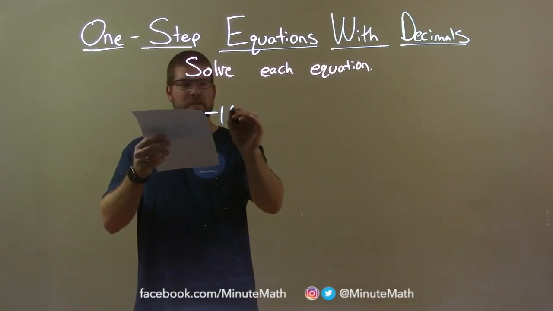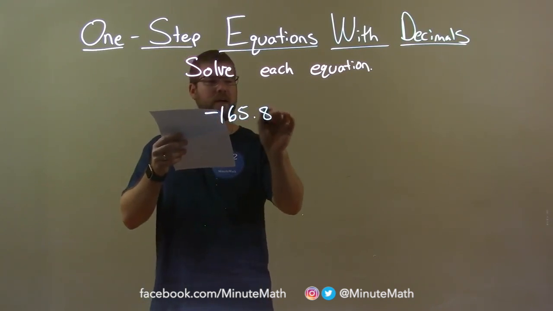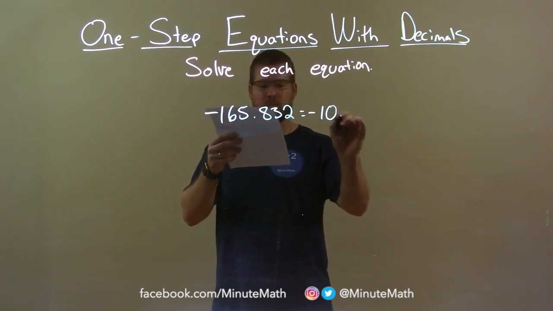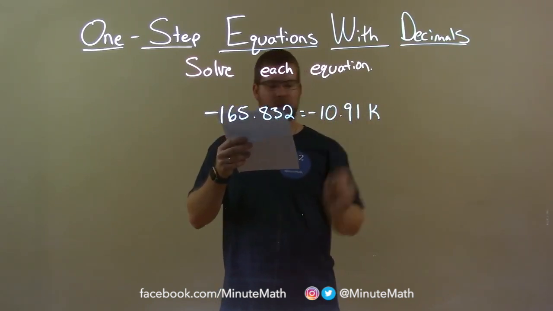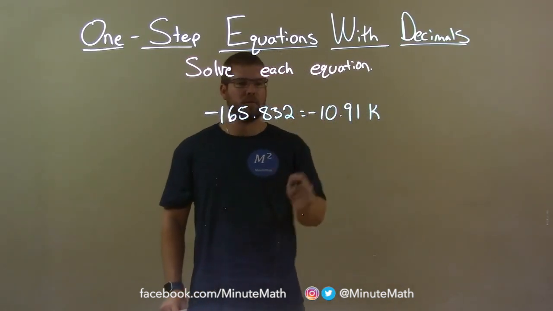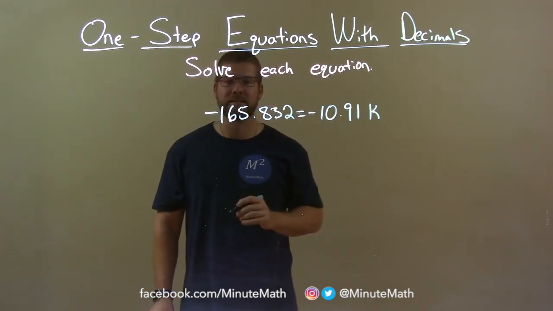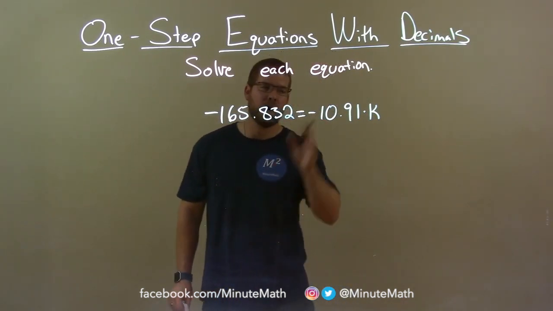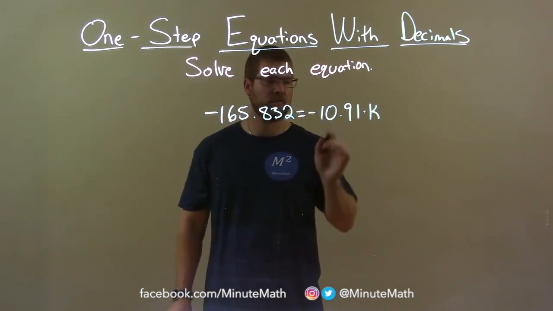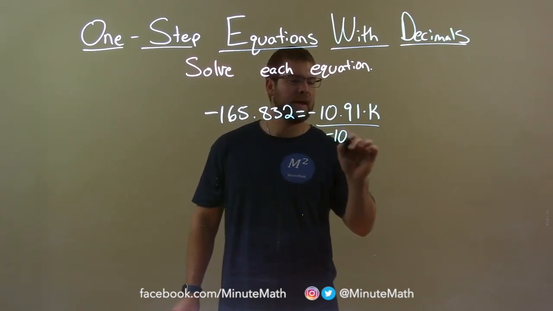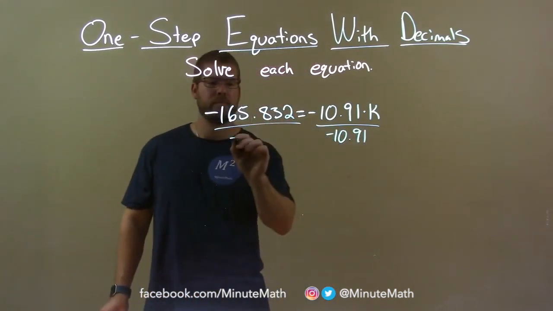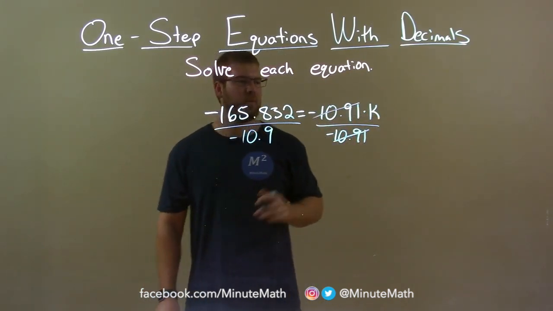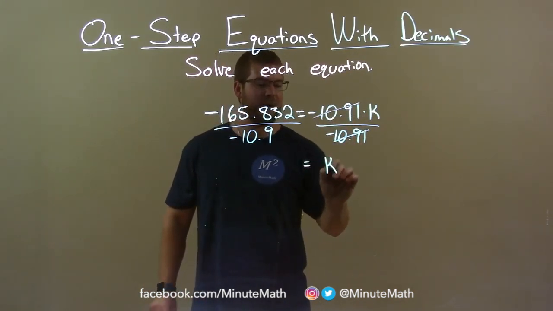Negative 165.832, and that's equal to negative 10.91 times k. So we're given a problem here, and we want to get k by itself. k is being multiplied by negative 10.91. Opposite of multiplication is division. So divide both sides by negative 10.91, and this eliminates the negative 10.91 on the right, giving me k by itself.